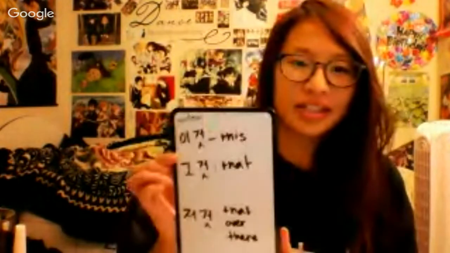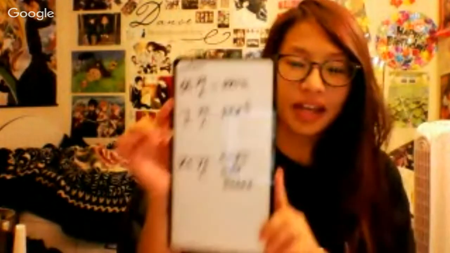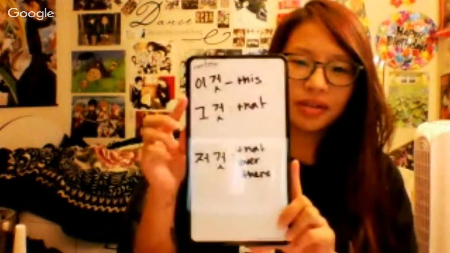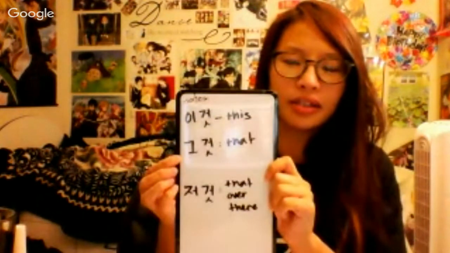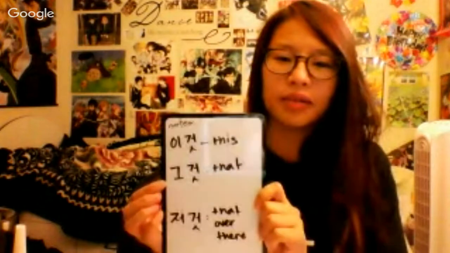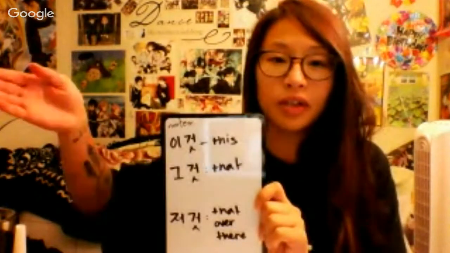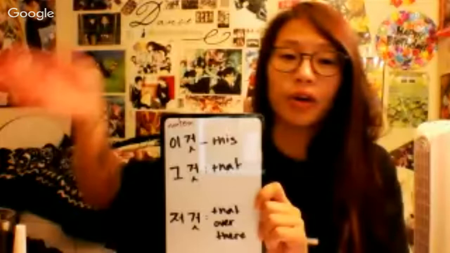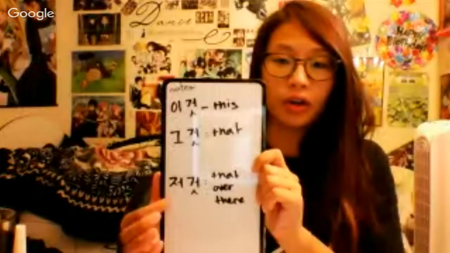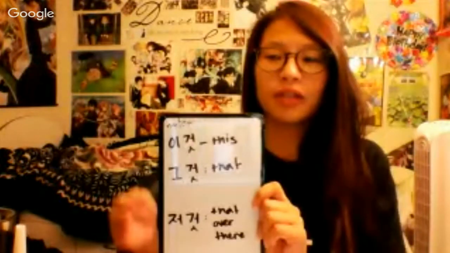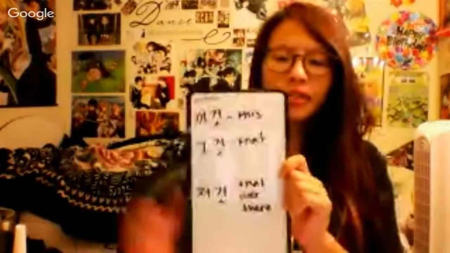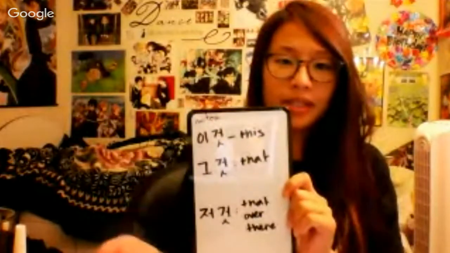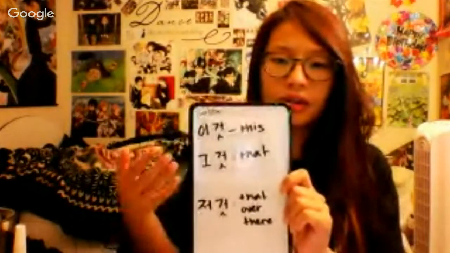Okay, so it goes: 이것 is this, 그것 is that, and 저것 is that over there. The difference between these is just how to say distance. 그것 is something that's close to the listener but far from you, the speaker. And 저것 is something that's far from both the listener and the speaker, which is you again. The reason I want to point this out is that to make a really basic sentence, you pretty much just need to know these three.